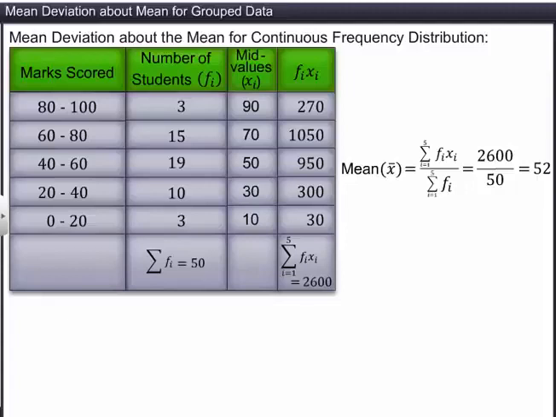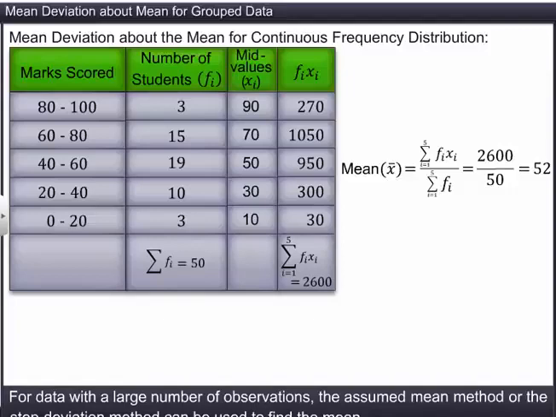If the number of observations is large, then the mathematical calculations may be tedious. In such cases, we can use the assumed mean method or the step deviation method to calculate the mean.